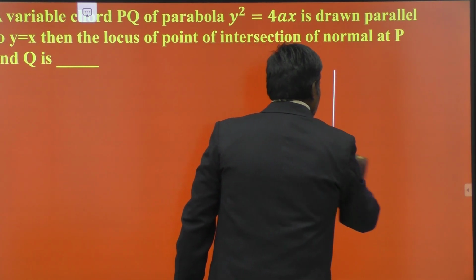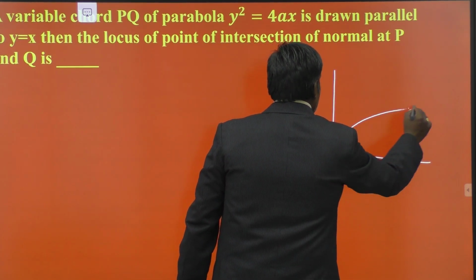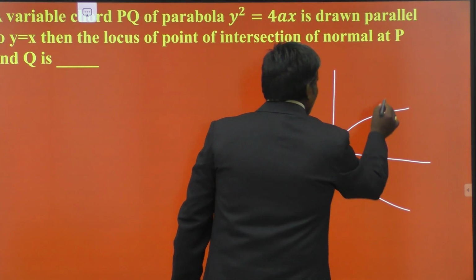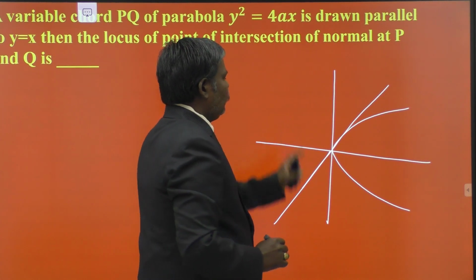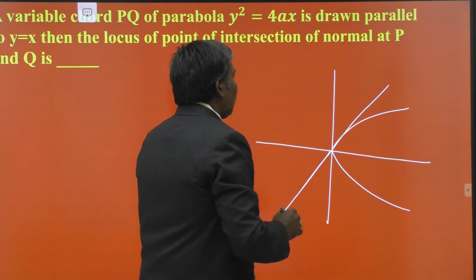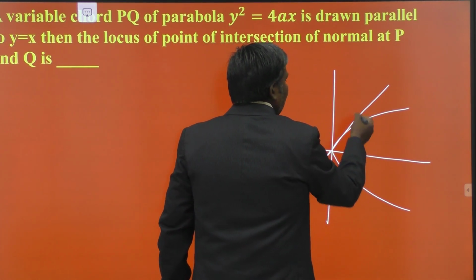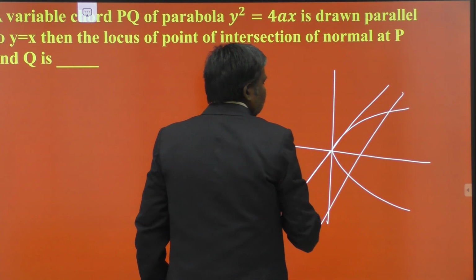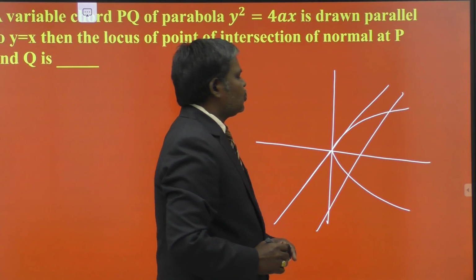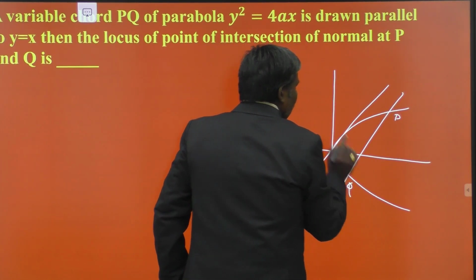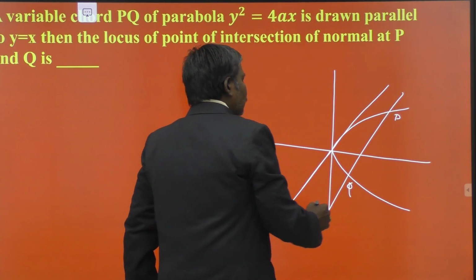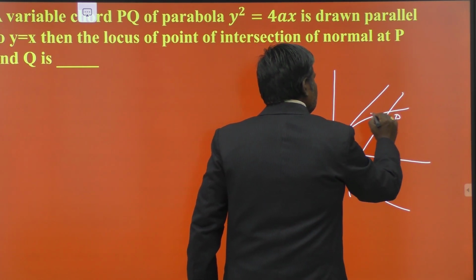So these are the coordinate axes. This is my parabola. Y equal to x is the line, like that. We are drawing lines parallel to this line y equal to x. Suppose this is a line parallel to this one. It intersects the parabola at P and Q. We have to draw the normals at these points.